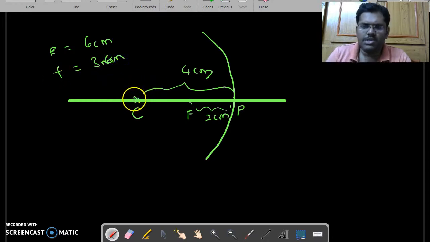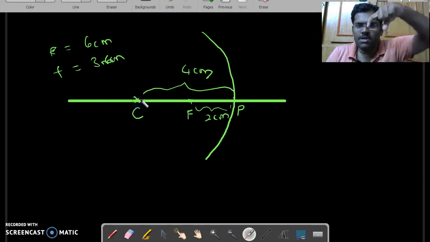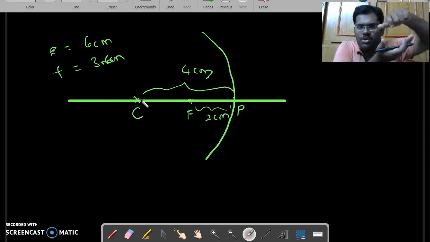The focus should be exactly half of the radius of curvature. That is, if the pole is 4 centimeters from the center of curvature, then from the pole to the focus you need to take 2 centimeters. It should be exact, and the curve should be based on the center point we have taken. My suggestion is to set the compass to 4 centimeters and draw the curve with it.